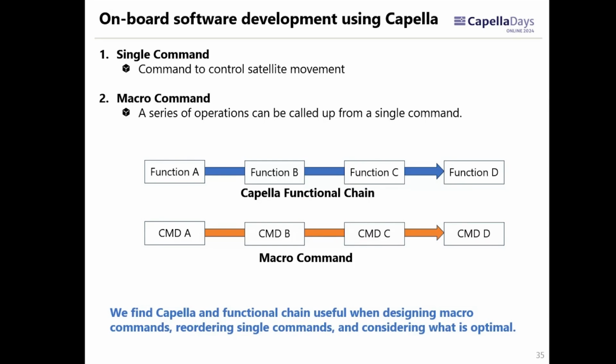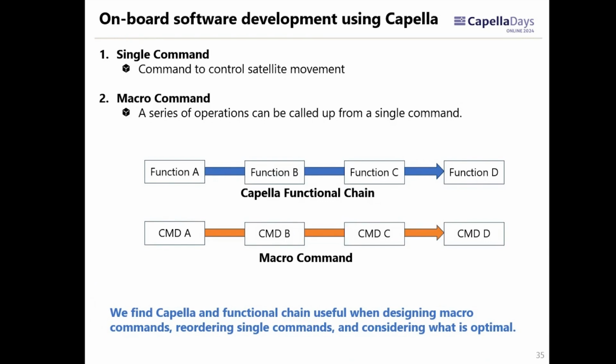flexibility. And we have single commands and macro commands in the satellite. A single command means a command to control satellite movement or behavior. And a macro command is a series of operations that can be called up from a single command. So a macro command contains several single commands, and those several single commands will achieve one objective. And in Capella, I think there is the functional chain, where function A, function B, function C, and function D will achieve one objective by using this chain.